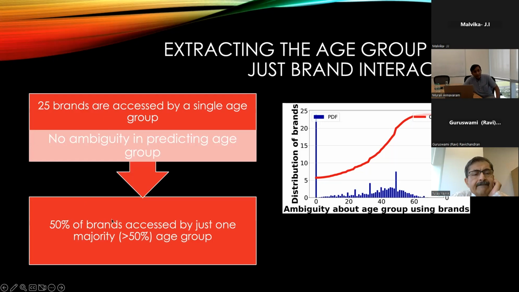And in fact, 50% of the brands are accessed by a majority of one age group, which means that if you look at a particular brand, that brand is accessed by people from an age group, let's say 3, and more than 50% of the people are from age group 3. And therefore, I know with a very high likelihood what your age group is if you access that particular brand. This is really striking because half of the brands have a very strong correlation with the age group. And therefore, it's not like you have to access a particular brand. If you access one of the million brands, you still have a very high probability of getting disclosed with respect to your age.